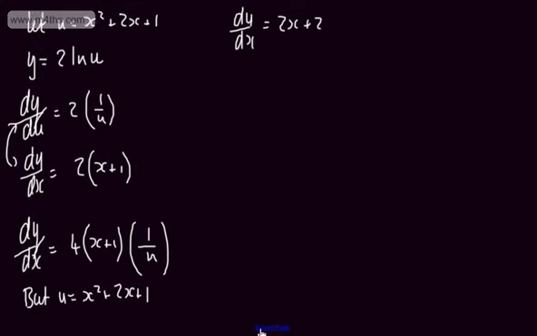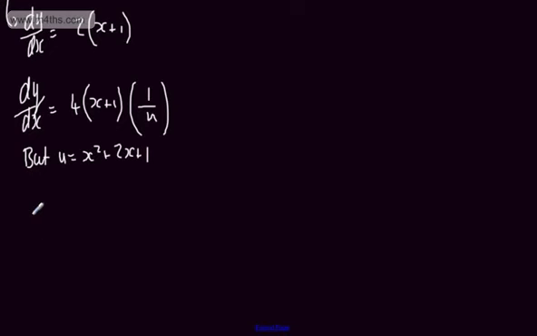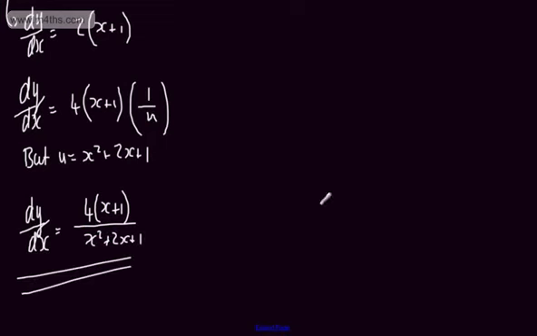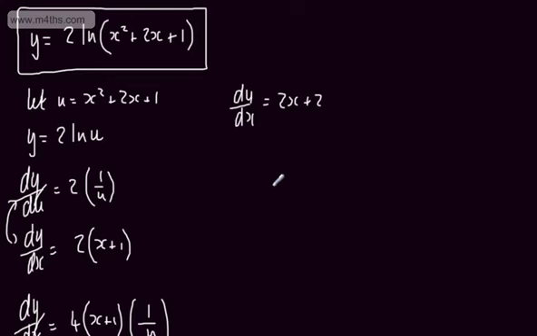So we can write at this stage now the following. dy/dx in terms of x, instead of in terms of x and u, we got 4 lots of x plus 1, and then that's going to be over now the u, which is going to be x squared plus 2x plus 1. So that is the formal approach. The informal approach is to now differentiate.